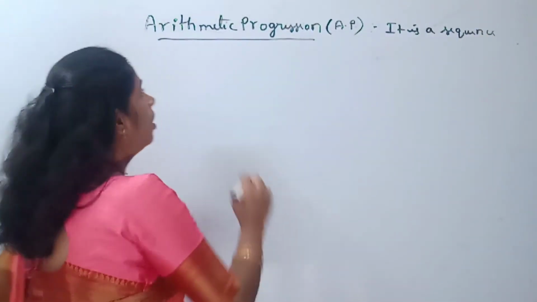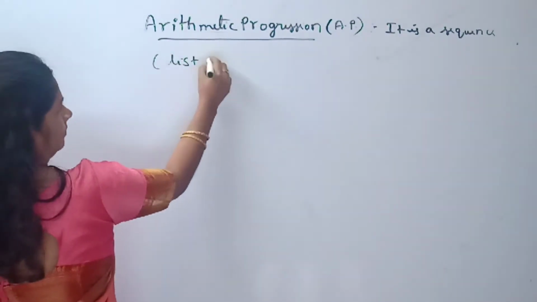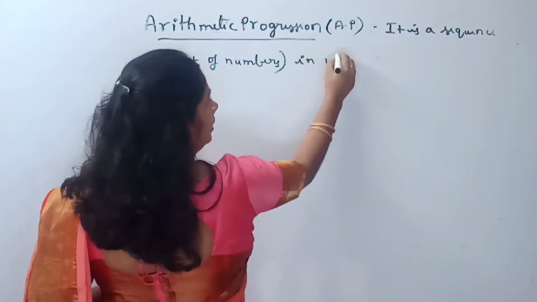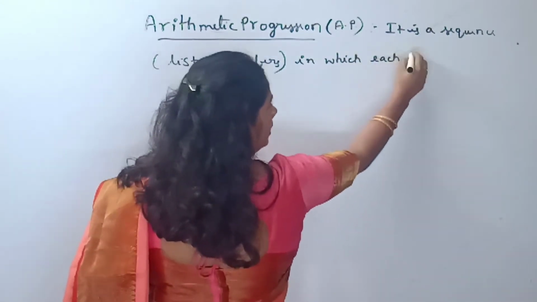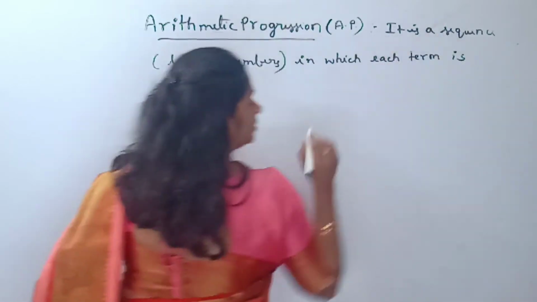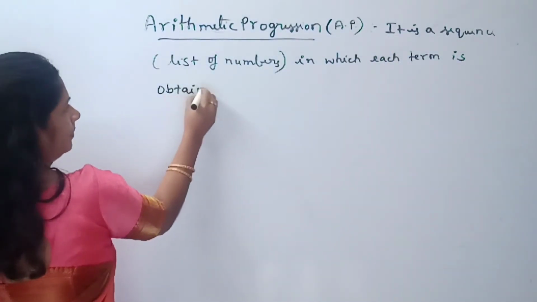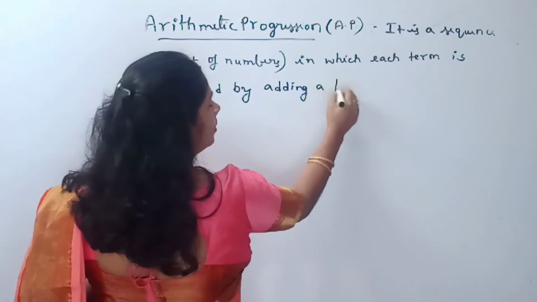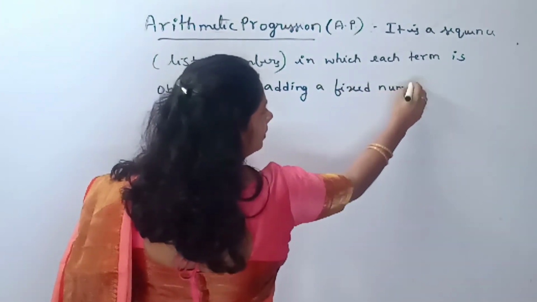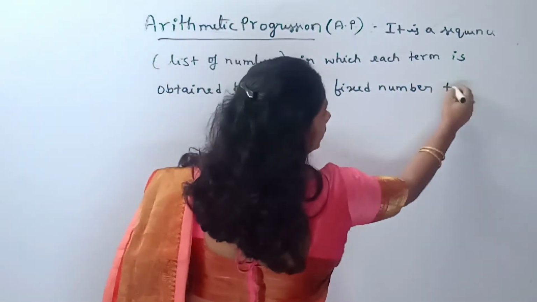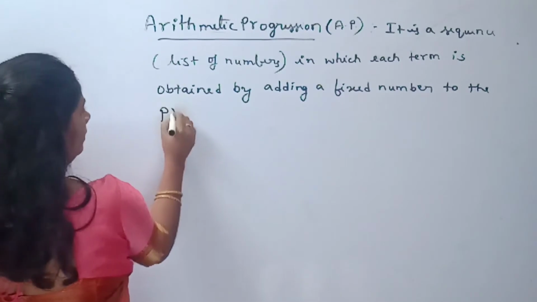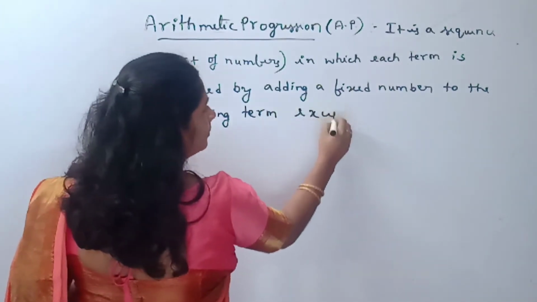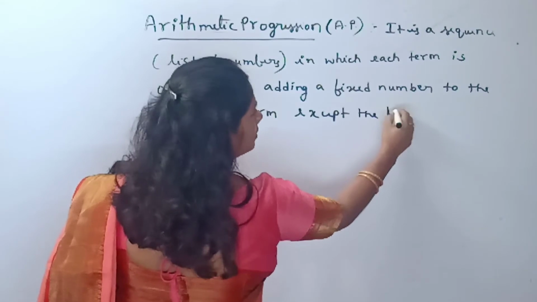It is a sequence, or you can write it as a list of numbers, in which each term is obtained by adding a fixed number to the preceding term except the first term.